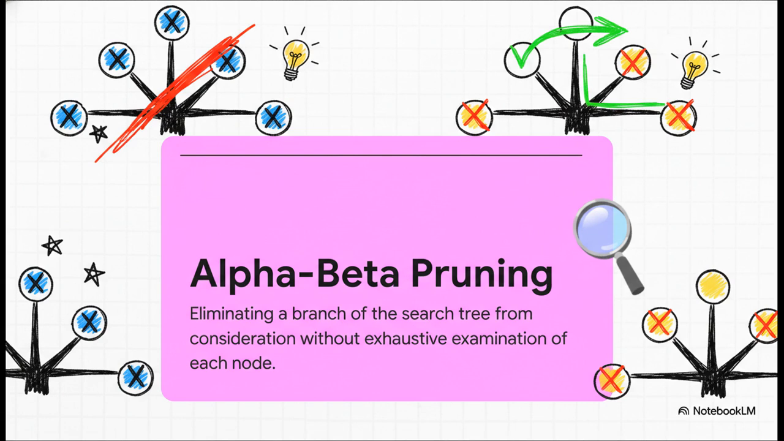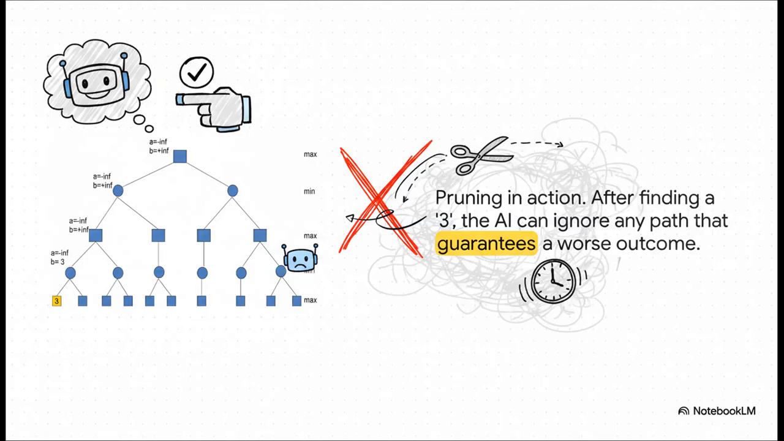It allows the AI to literally prune, or just cut off, huge sections of the game tree that it knows, with absolute logical certainty, cannot possibly contain the best move. It's like having a logical shortcut through a maze. And this slide right here shows you how it works.